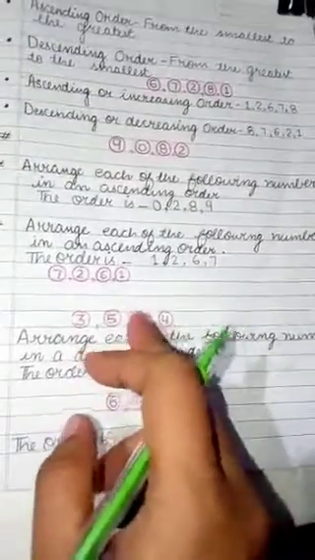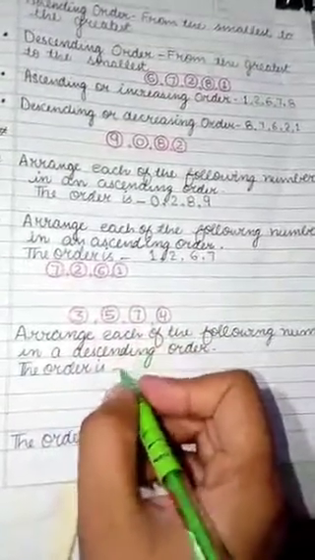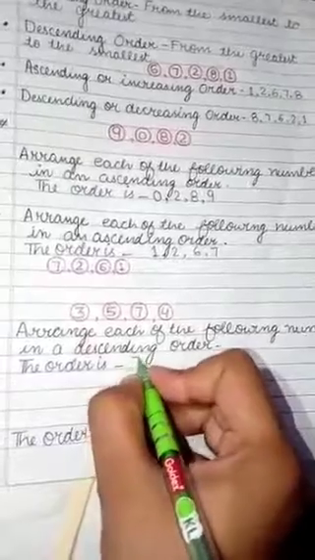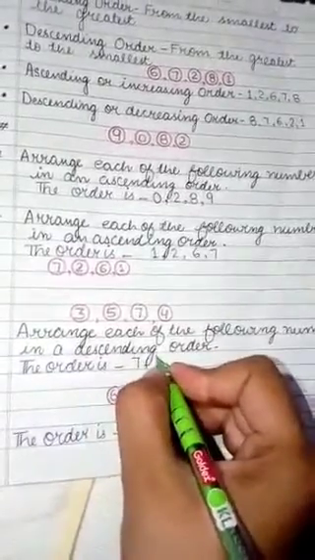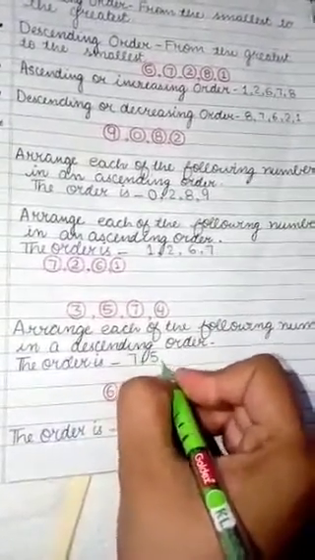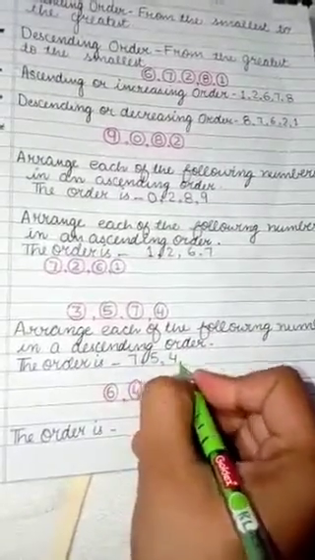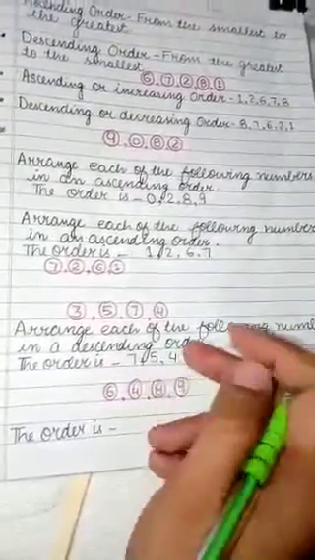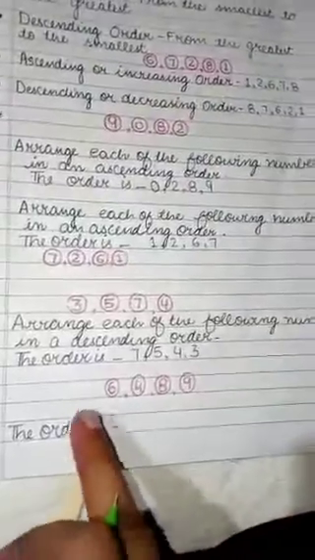3574. Which is the greatest number in these numbers? 7. After 7, 5. And after 5, 4. And after 4, 3. 3 is the smallest.